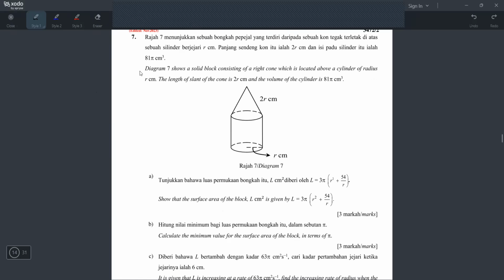Okay, let's continue with number 7. I think this is differentiation. Diagram 7 shows a solid block consisting of a right cone. So this is a cone. Is located above a cylinder of radius r cm. I think the radius of the cylinder is r. The radius of the cone is also r, right? Because they are joined together.